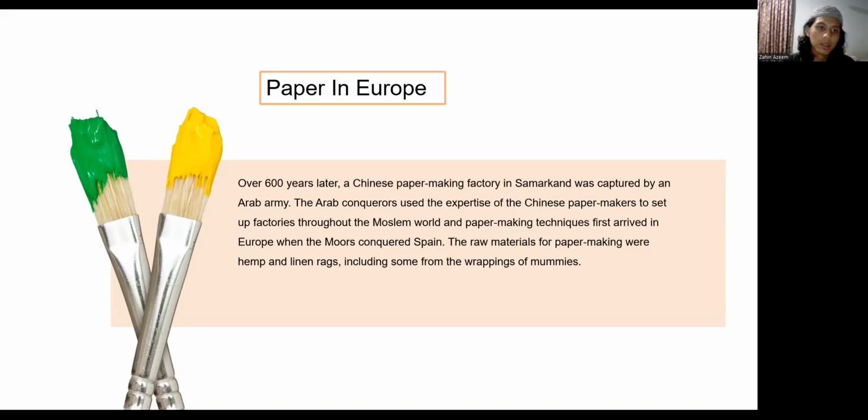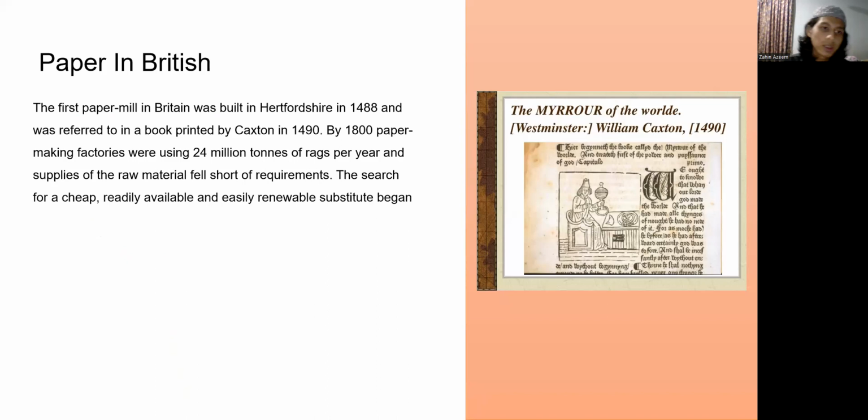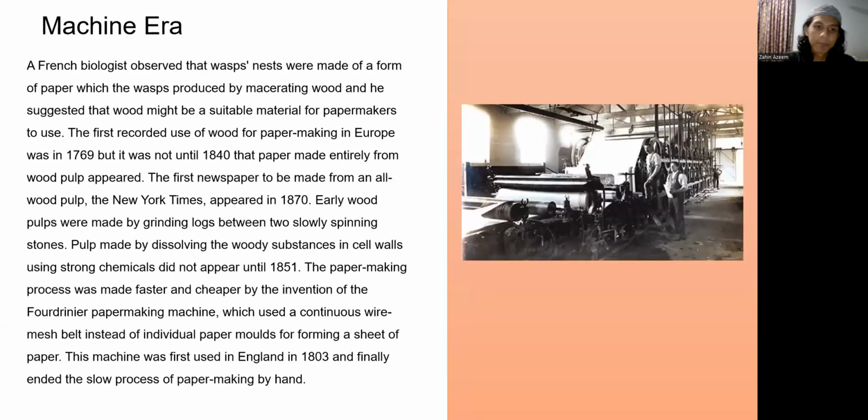So next is from the British. This is where the first paper mill was built in Britain in Hertfordshire in 1488, and was referred to in a book printed by Caxton in 1490. By 1800, paper making factories were using 24 million tons of rags per year and supplies of the raw material fell short of requirement. The search for a cheap, readily available and easily renewable substitute began.